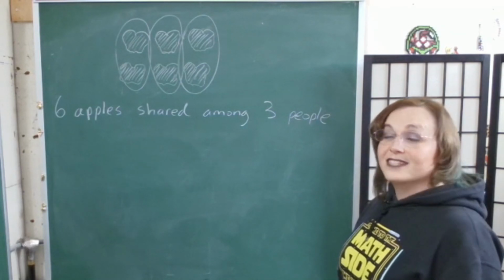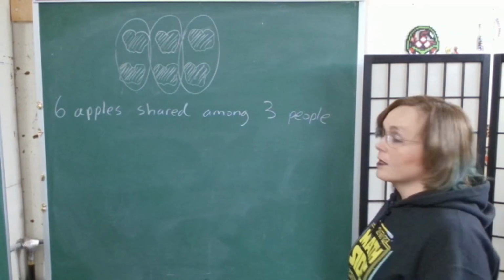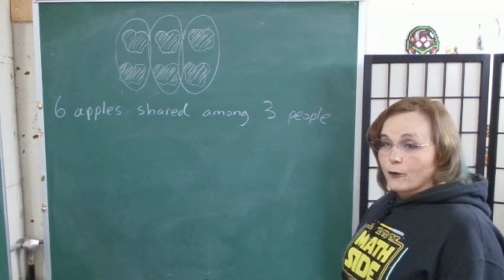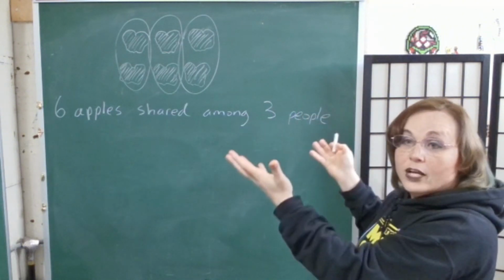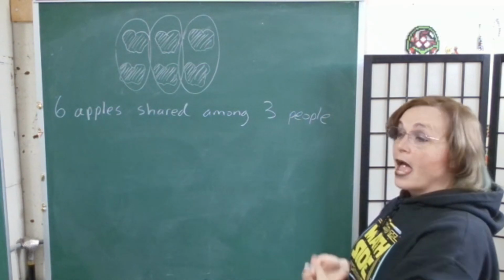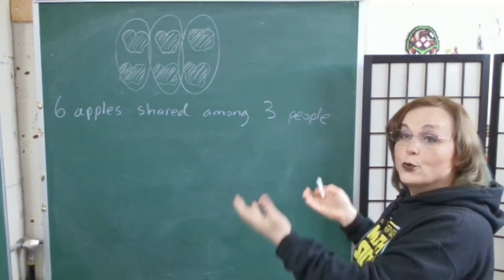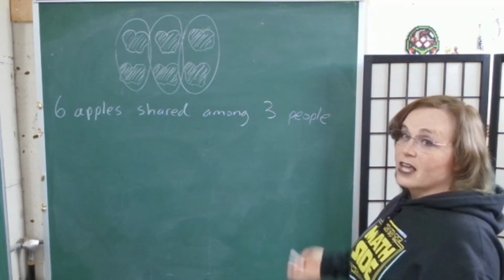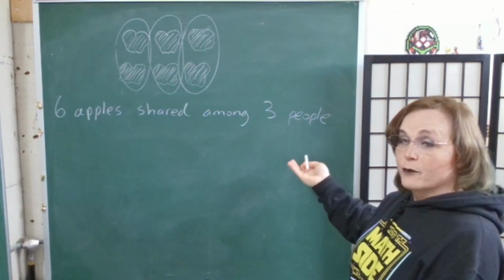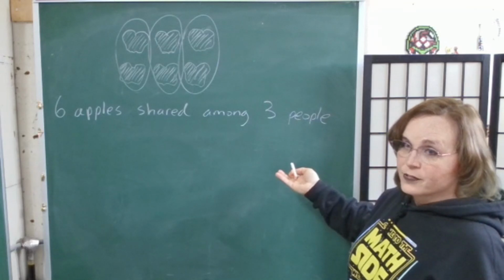Our first method is going to be division by grouping. Now, when we talk about division by grouping, we literally mean taking some amount of objects, some amount of things, and breaking them up into equal groups of objects. A classic example is you have 6 apples shared among 3 people. How many apples does each person get?